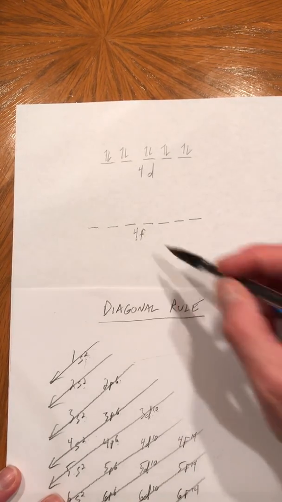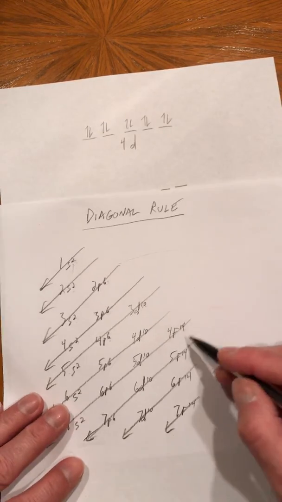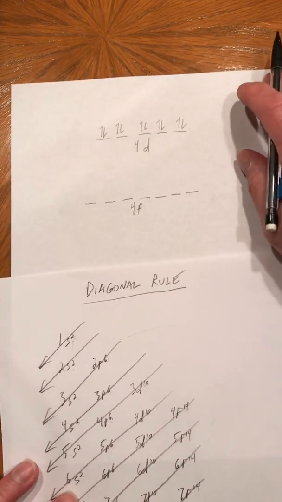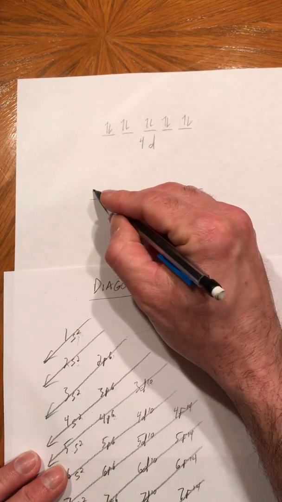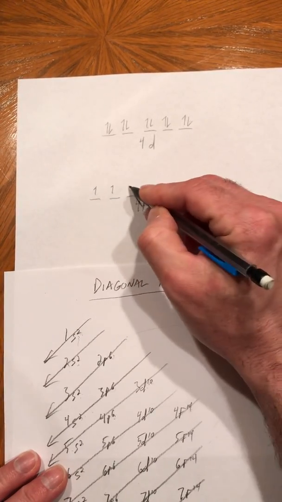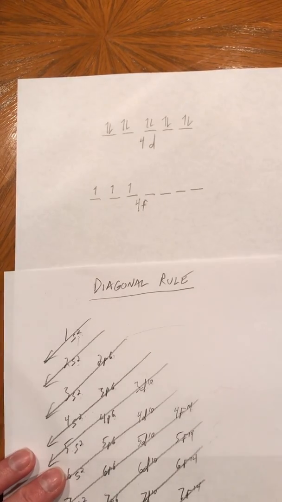If we have 4f, we could fit a maximum of 14 electrons if we completely fill it up. But let's say we want to fill it up with only 3 electrons. What would we do? We would draw all 7 of the orbitals and just put 3 electrons in there. 1, 2, 3.